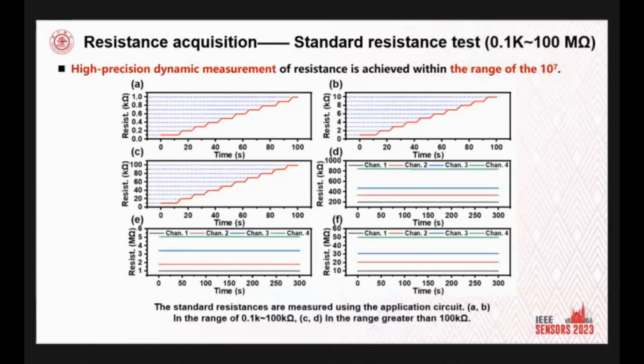These 6 figures show actual measurements of the application circuit using standard resistors in the range of 0.1 kilo ohm to 100 kilo ohm. The resistance box is used for testing in the range greater than 100 kilo ohm. The discrete standard resistors are used for testing. The results show that the circuit can easily achieve dynamic measurement with a range of 7 orders of magnitude, with an average error less than 0.5%.